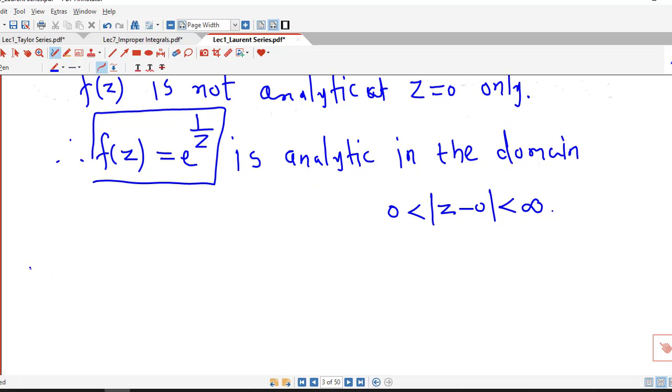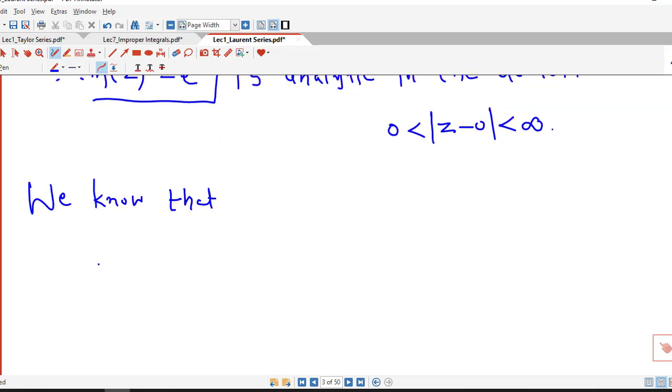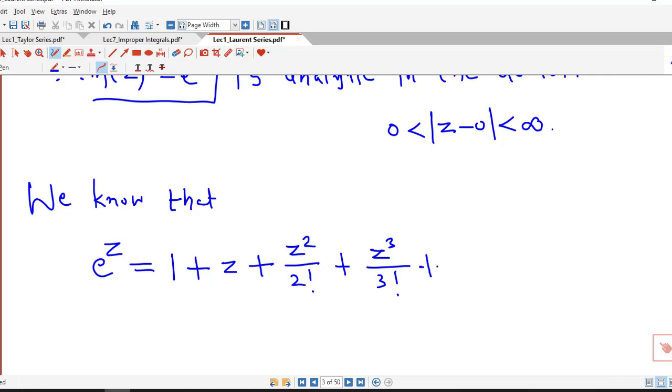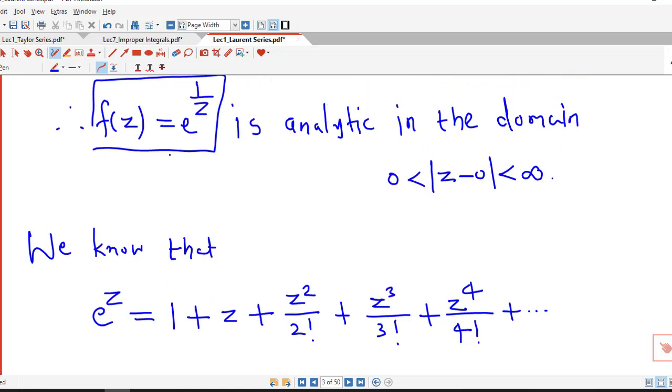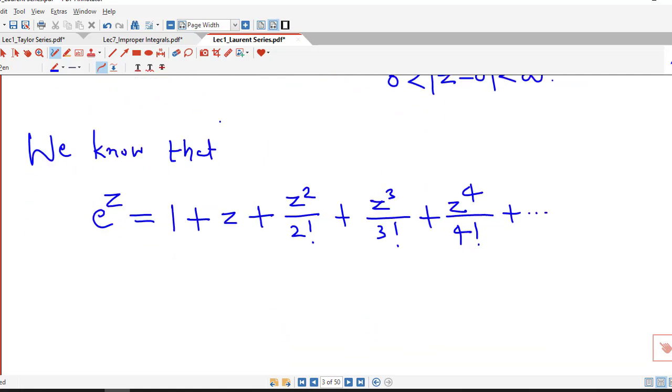Now we know the Maclaurin series expansion of e raised to z. So first we write this. We have to remember what the Maclaurin series expansion of e raised to z is. We know that e raised to z is given by 1 plus z plus z square by 2 factorial plus z cube by 3 factorial plus z raised to 4 by 4 factorial and so on, and this is valid for all z. Now here instead of z we have 1 by z, so we replace z by 1 by z.